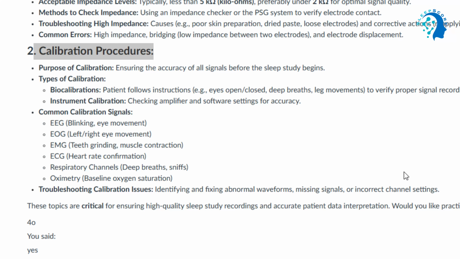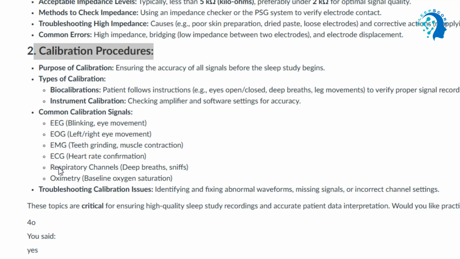Calibration means measuring, checking the value. How can we check the value of the impedance? Checking impedance is the calibration, or calibration is making sure all the wires are working well. If the wires are not working well, then we cannot perform polysomnography. So calibration is to find out how the wires are working.